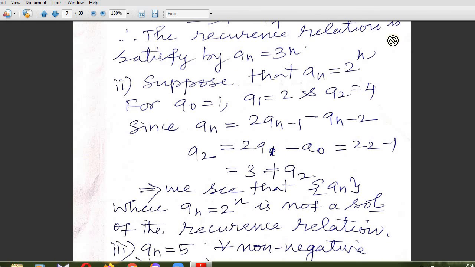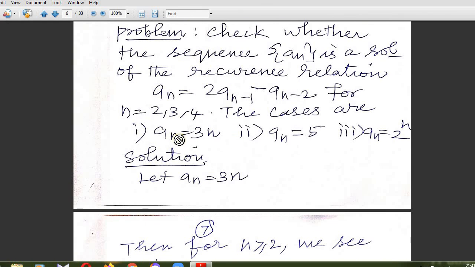Therefore definitely this will not be a solution to this equation, because this recurrence equation is not satisfied by this solution formula. Here 3 comes, but here 4 comes, so not equal. Therefore this solution is not satisfying this recurrence equation. Therefore this sequence will never be a solution for this recurrence relation. So going back, this is a solution to this recurrence relation, this is a solution to this recurrence relation, but this is not a solution to this recurrence relation.